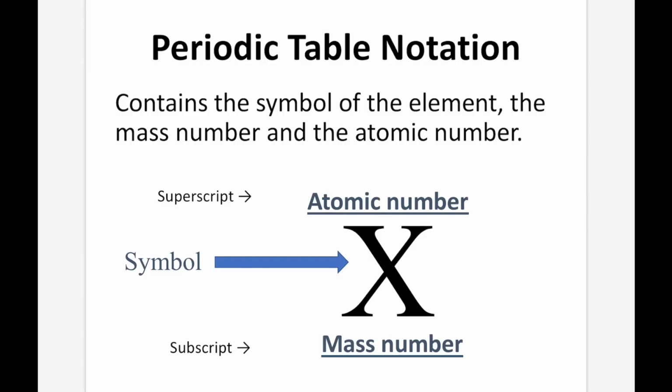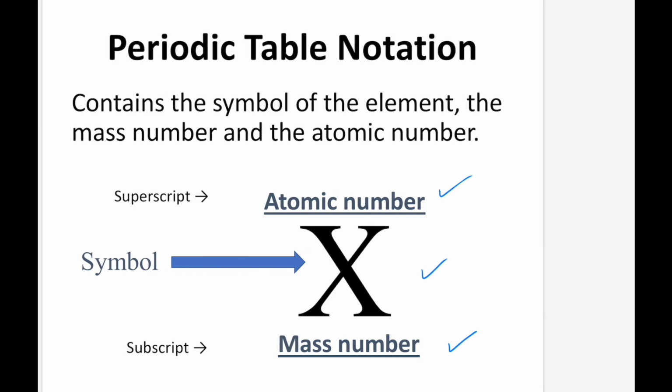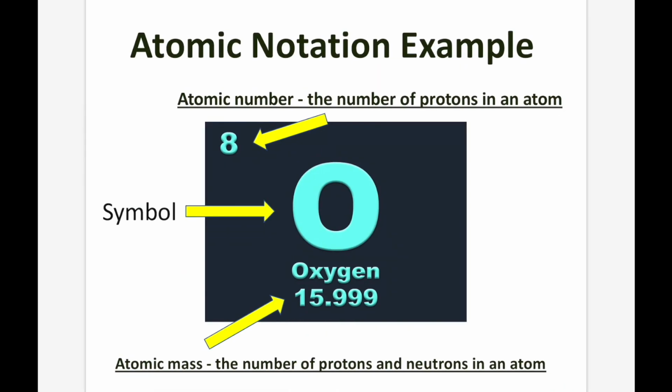Periodic table notation. The periodic table notation is going to contain the symbol of the element, the mass number, and the atomic number. So you can see up here in the superscript is going to be the atomic number, the subscript is going to be the mass number, and right in the middle is going to be the symbol. So for example, for oxygen, the atomic number is up top, it's 8, the symbol is O, and the average atomic mass is 15.999, and that's located below the symbol.